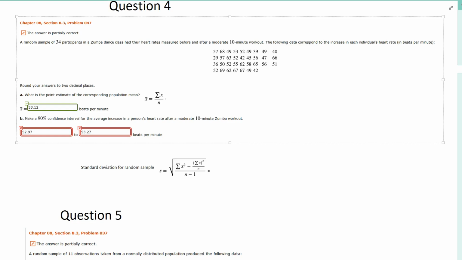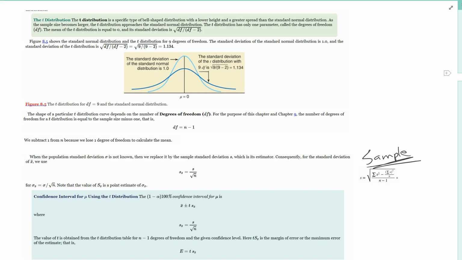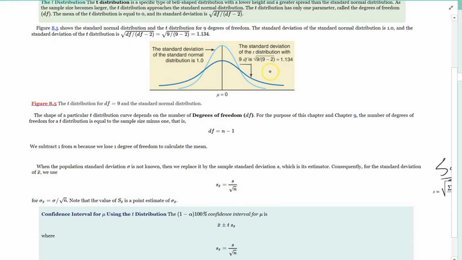I'm going to look at questions 4 and 5 on quiz 10, and we're looking at the t-distribution. So just from the book, I just want to go over a couple things. The t-distribution looks very similar to the normal distribution. It works very similar to it, except it depends on the degrees of freedom. It depends on how many data points we have from the information.